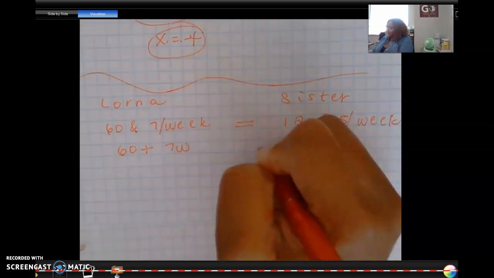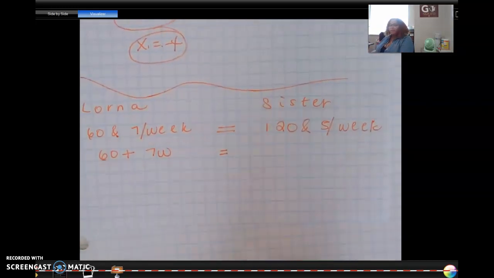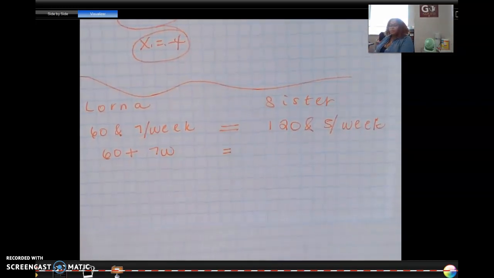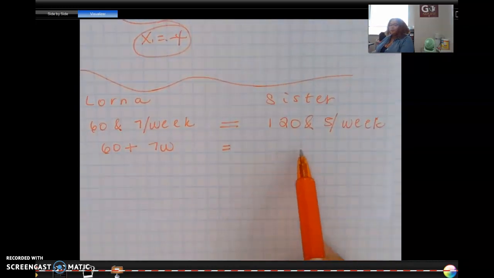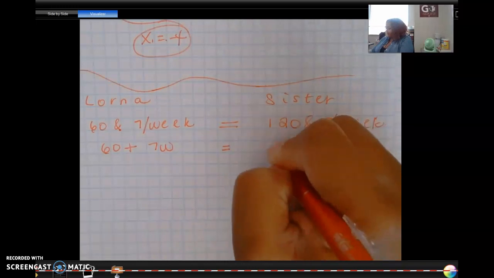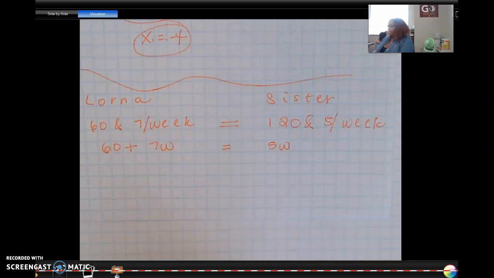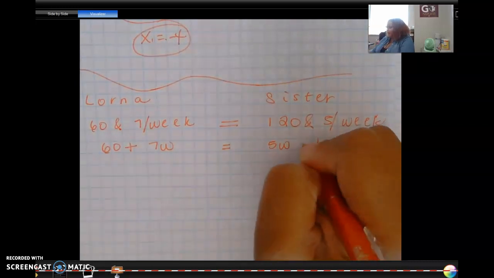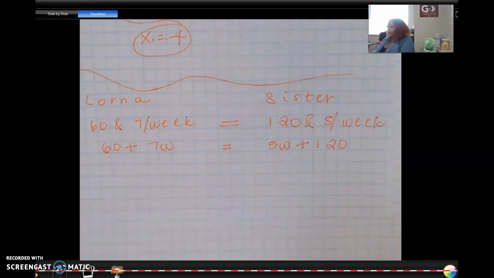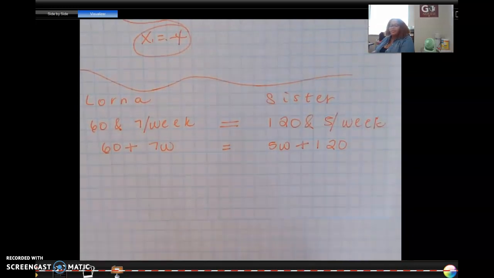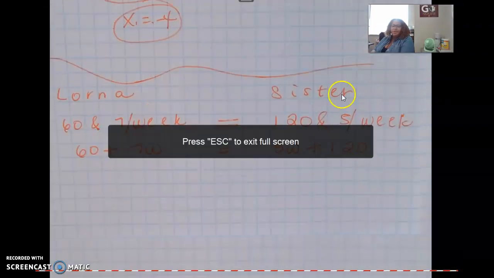7W is going to be equal to, what do I write for her sister? 5W. Nope, she's saving 5. That's it? Just 5W? She doesn't have any other amount of money? Okay, 120. 5W plus. Thank you, I need an operator. Okay, there's my equation. Now let's find out after how many weeks it'll take for them to have saved the same amount of money. Or do I need to do all of that? I think I just need to match the equation.